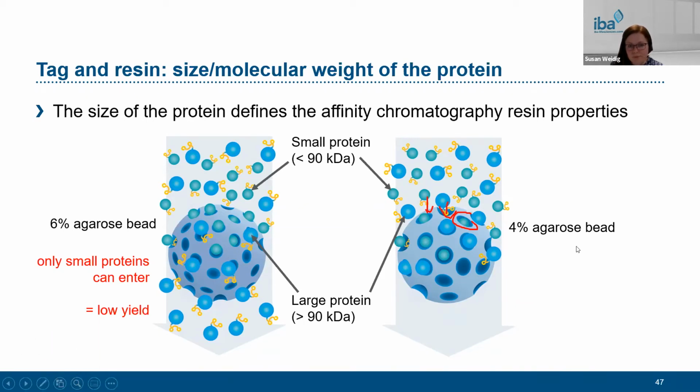So with the 4% agarose, you can easily purify small and large proteins with a high yield. So I would recommend you use a 4% agarose. You're every time on the safe side, and you will have a high yield for small and large proteins.